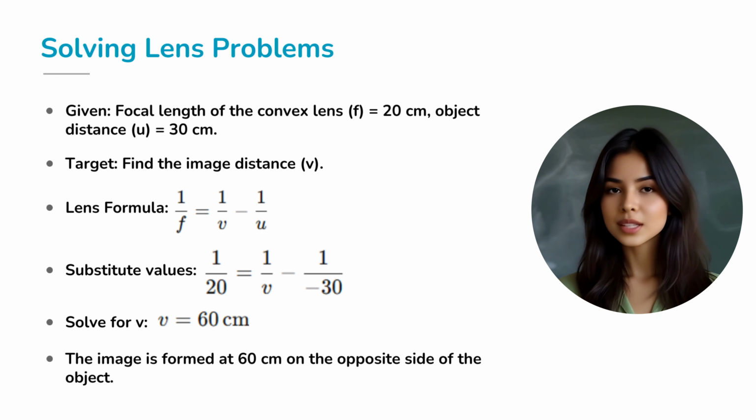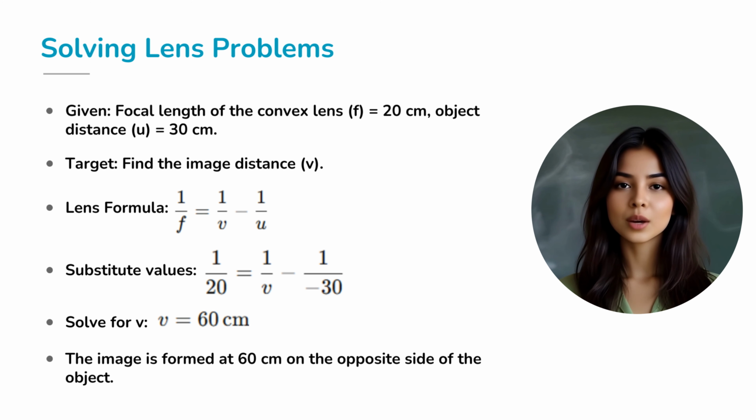Have you ever wondered how we can see objects that are far away or very close? This is all thanks to lenses like the ones in glasses or cameras. Let's dive in and see how lenses work with a simple formula. In this example, we are using a convex lens with a focal length of 20 centimeters. The object is placed 30 centimeters away from the lens. Now, we need to find the image distance, or how far away the image is formed from the lens.